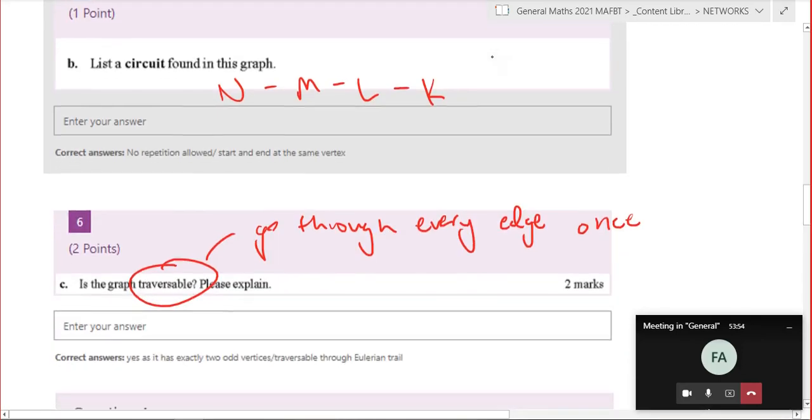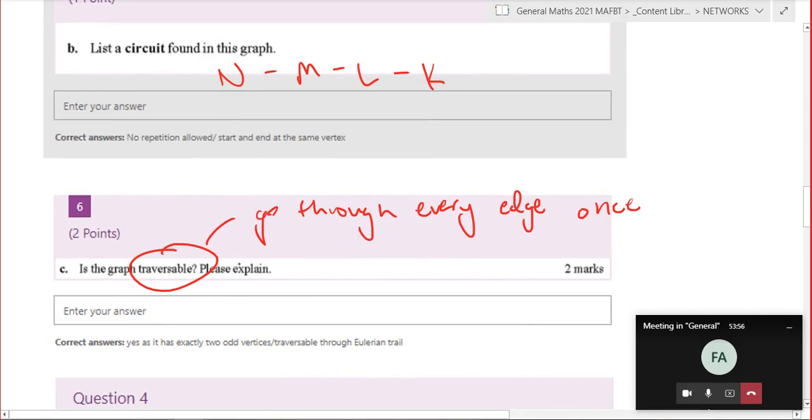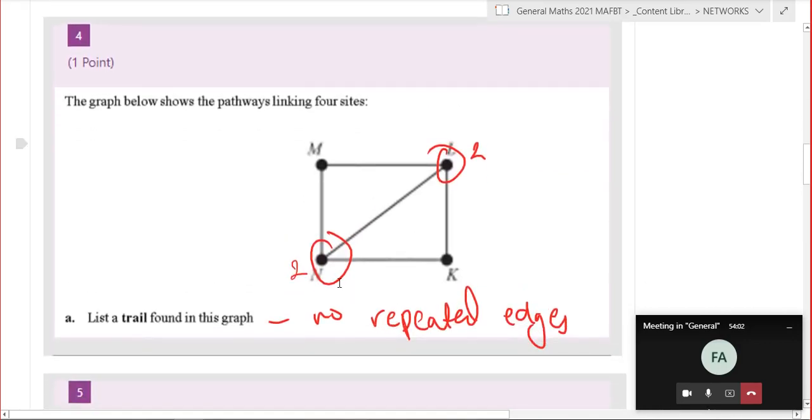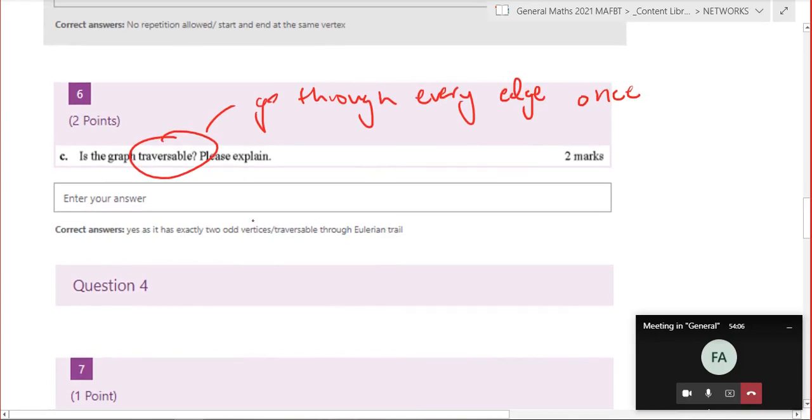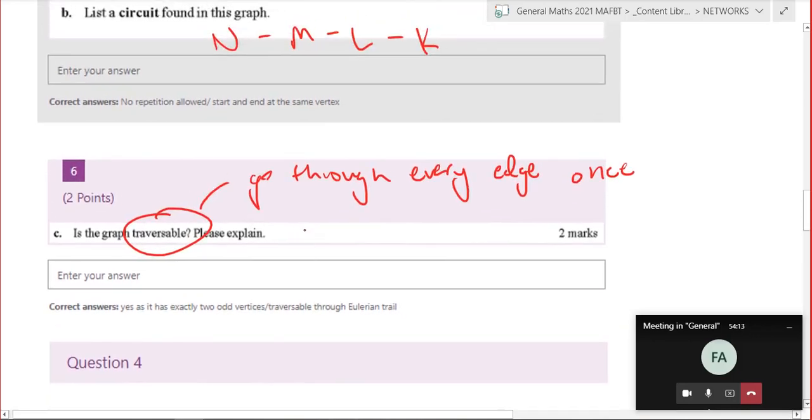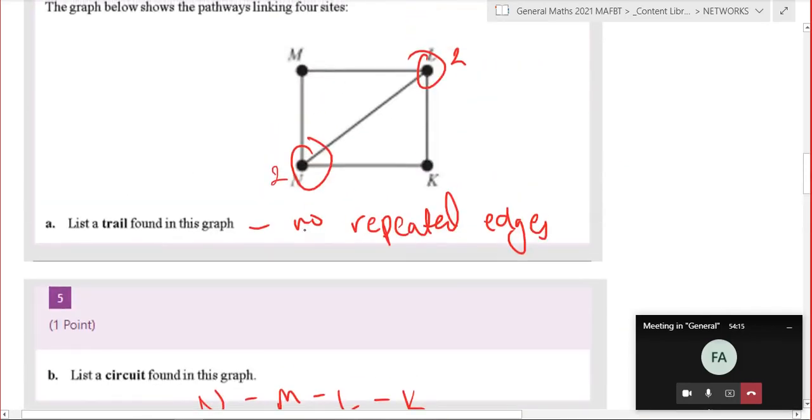Now, when we get to this territory, remember, if it's traversable, that's when we get to the Eulerian trail, yeah? So if you look at this, two of the vertices are odd. So I would write as an answer, yes, it has exactly two vertices that are odd. And that means it's a Eulerian trail of some sort. All right, for that question.